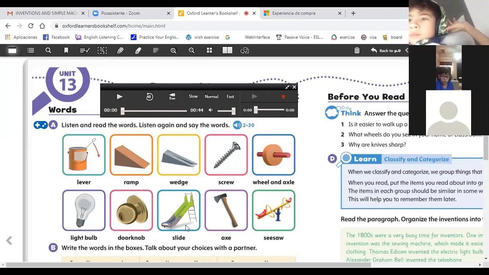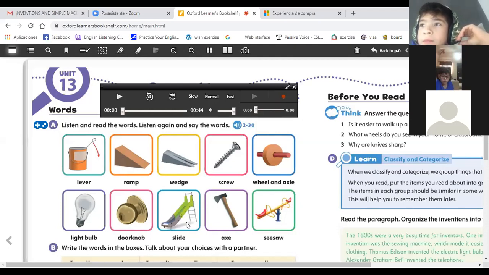Vicente, are you there? What's the pronunciation, Vicente, for the next word? Door. No. Doorknob, doorknob, excellent. We can see this object in a door. When we want to open the door, we have to use the doorknob, excellent.